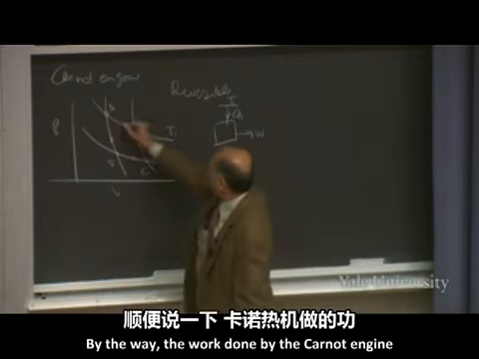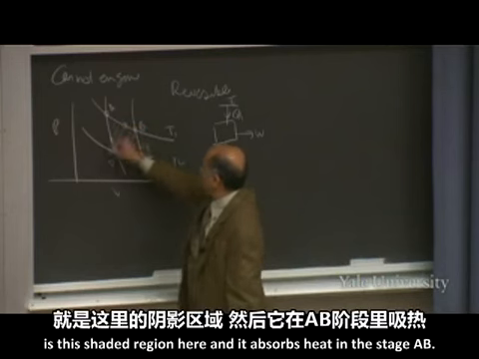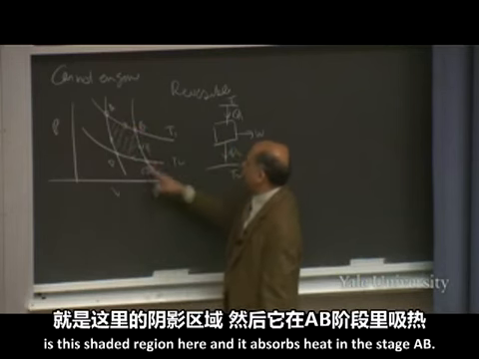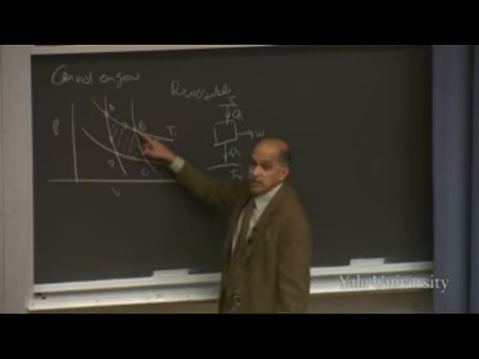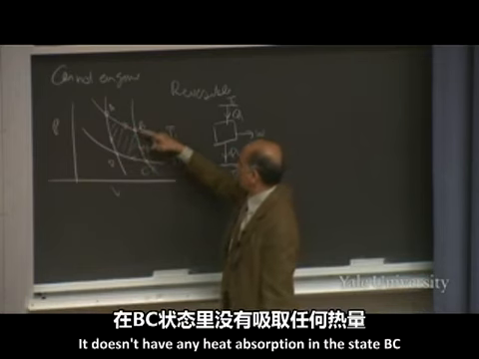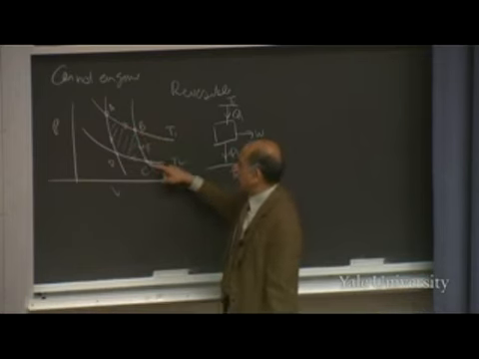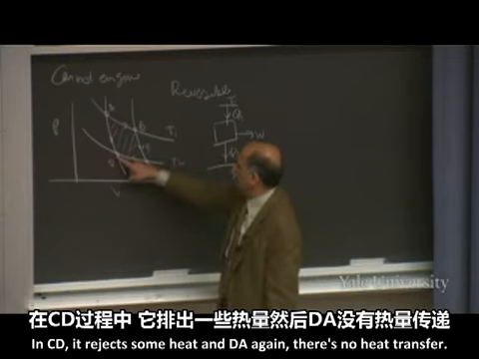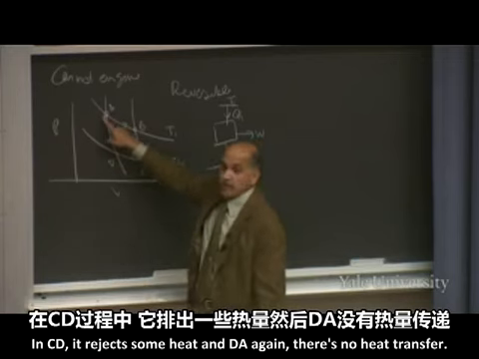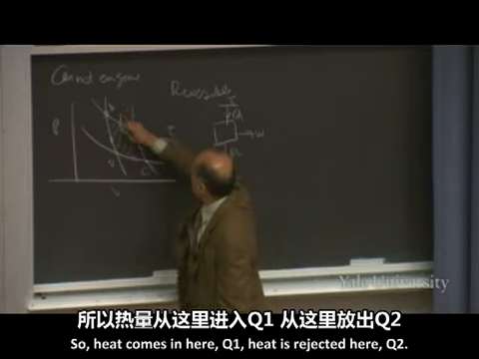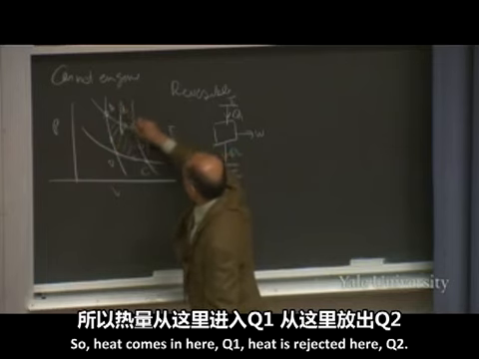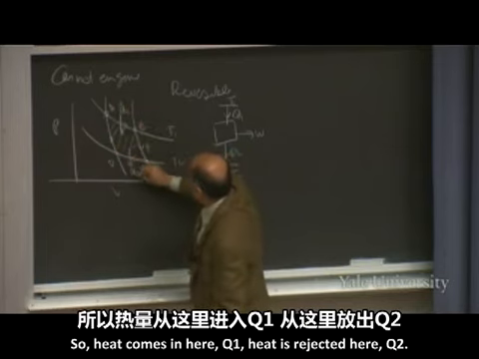By the way, the work done by the Carnot engine is this shaded region here, and it absorbs heat in the stage AB. Doesn't have any heat absorption in the stage BC because it's adiabatic. In CD, it rejects some heat, and DA, again, there's no heat transfer. So heat comes in here, Q1. Heat is rejected here, Q2.